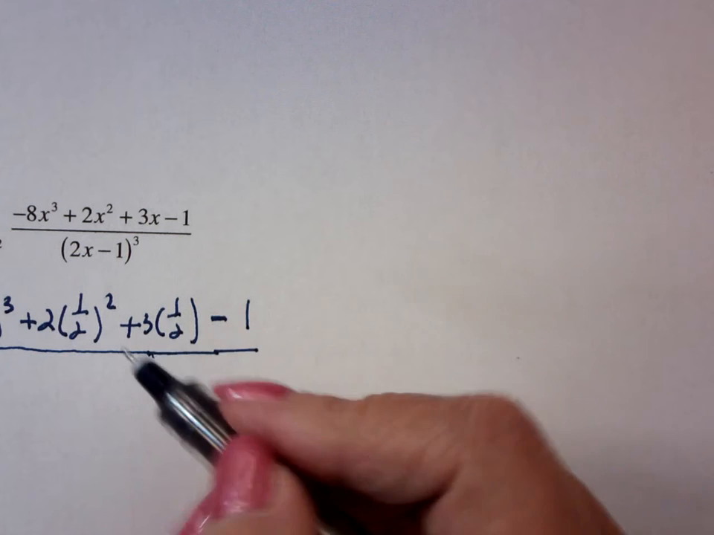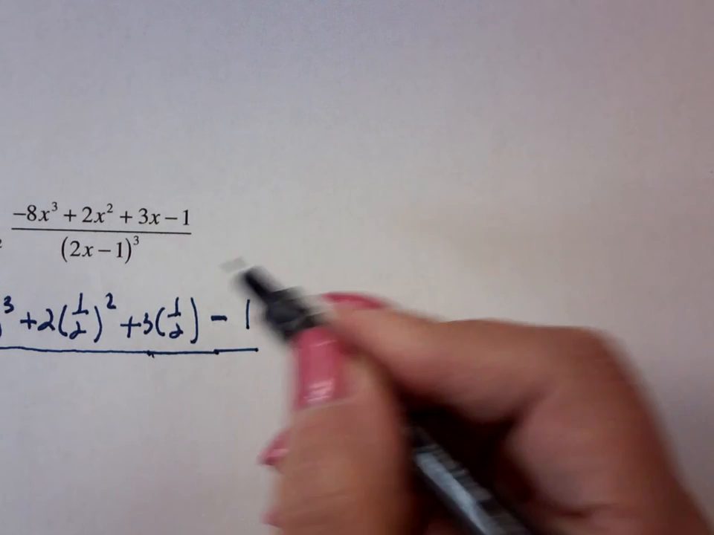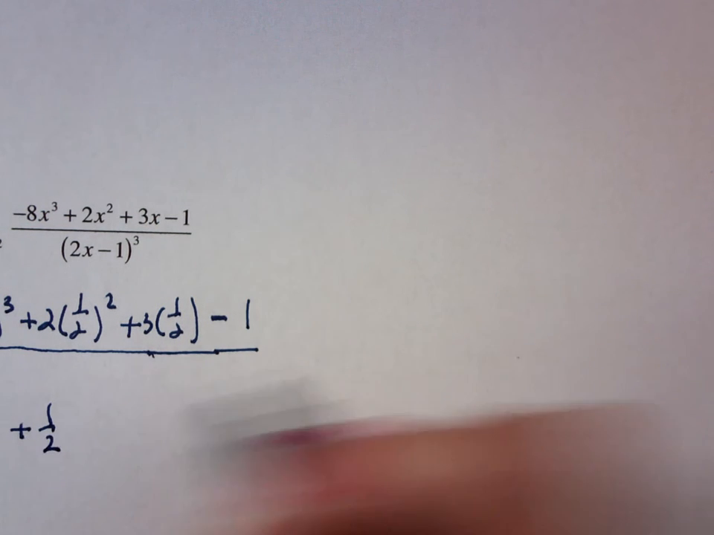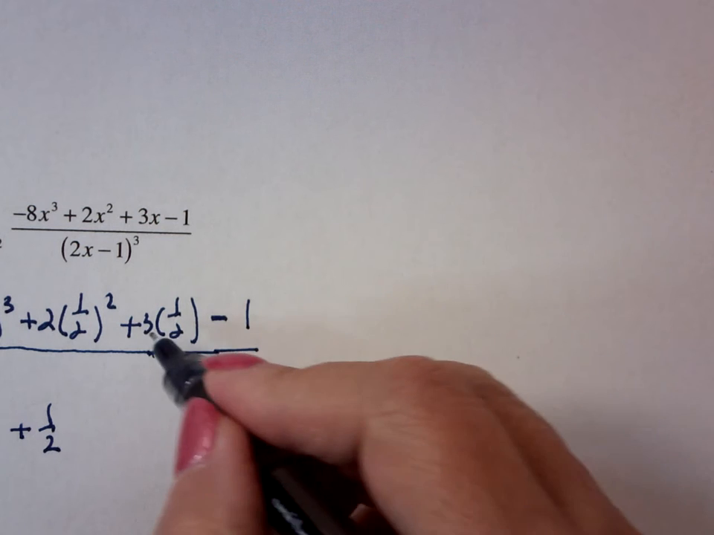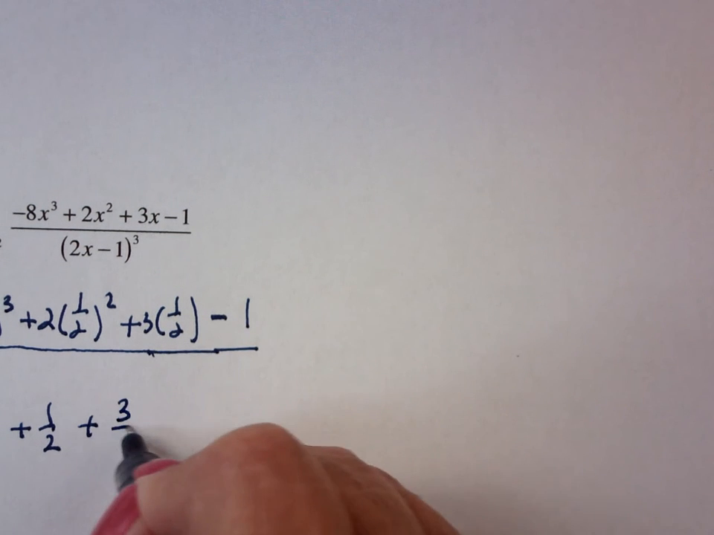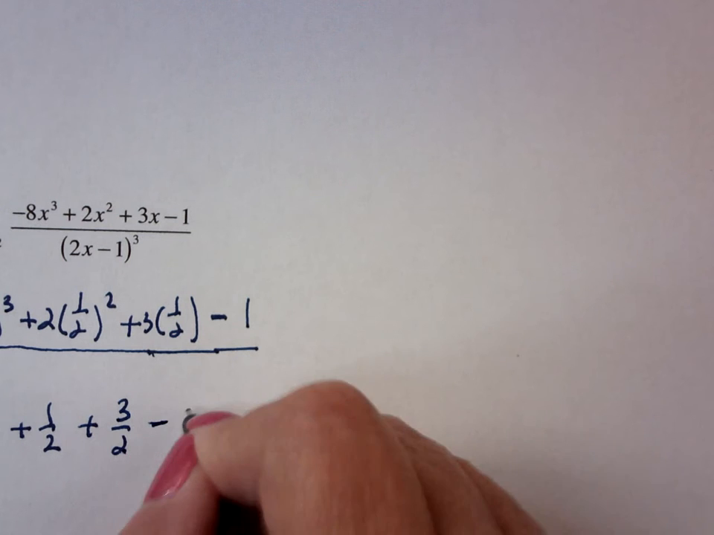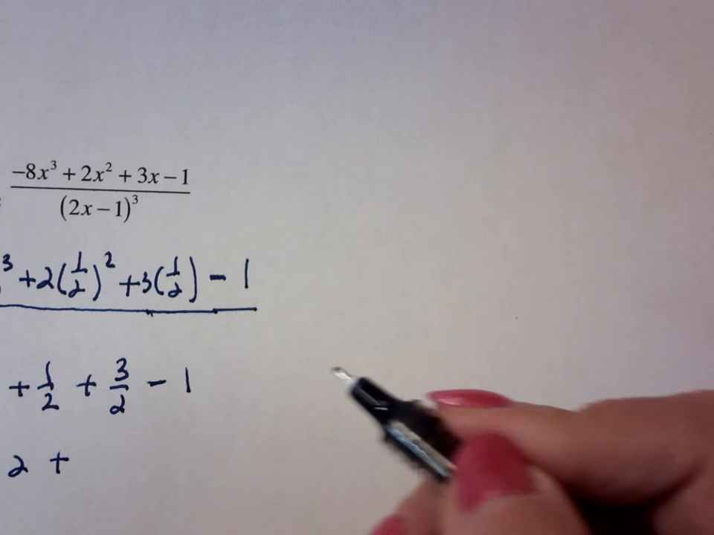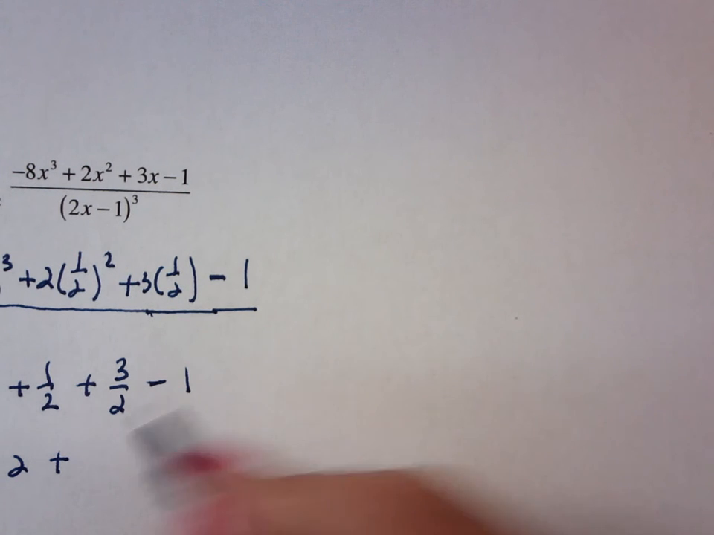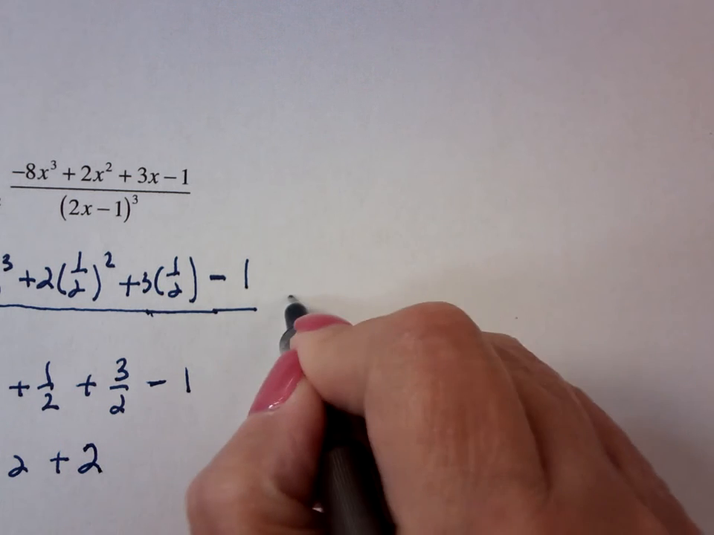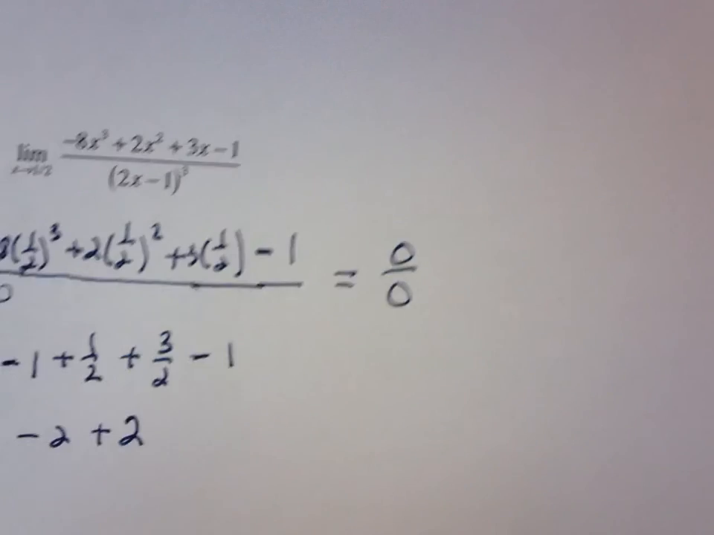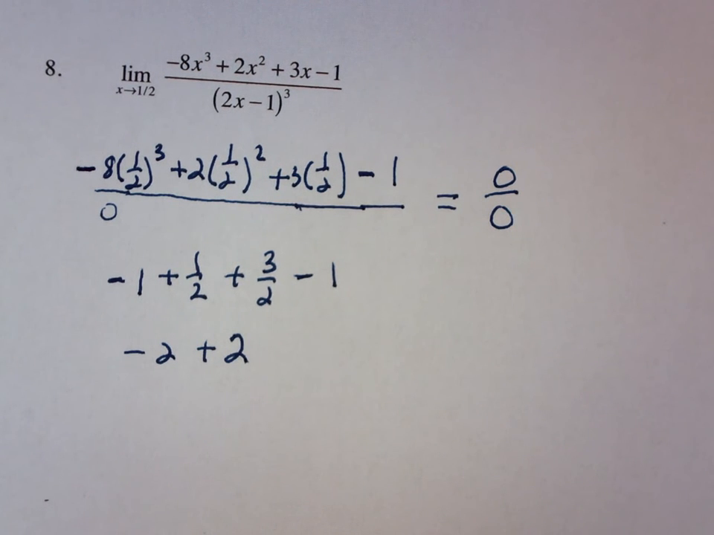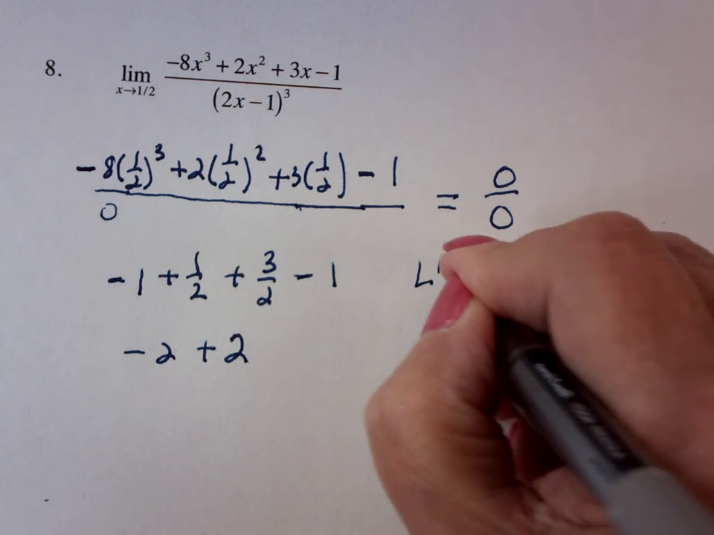Now 1/2 cubed happens to be 1/8, so that's minus 1. 1/2 squared is 1/4 plus 1/2. 3 halves minus 1, which is minus 2 plus 4 halves. 4 halves is 2. So what I have is a 0 over 0 form. 0 over 0 form means what? L'Hopital's rule?